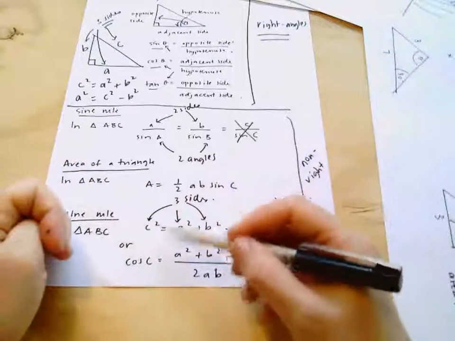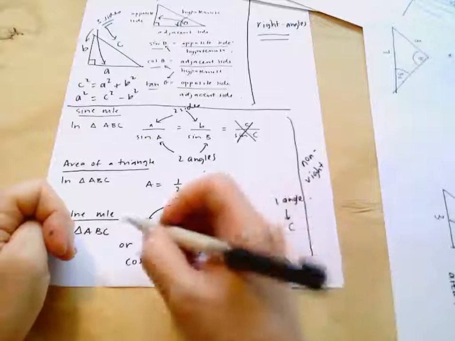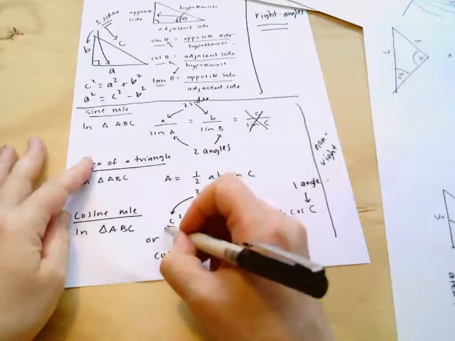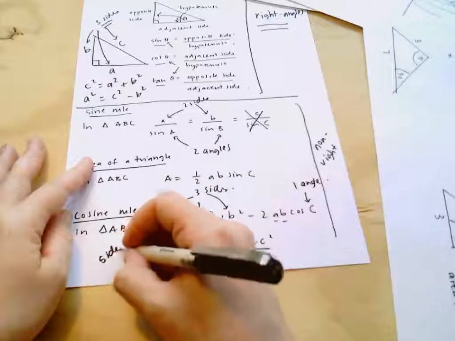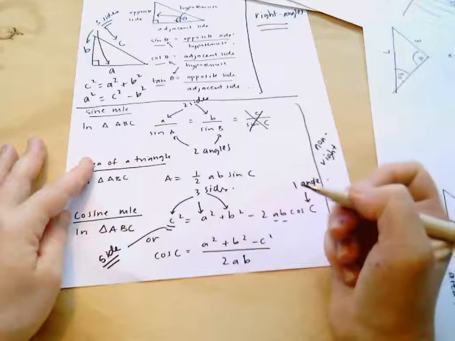Remember, you're given the cosine rule in 2 forms. This one is the one you're going to use if you're trying to work out a side because it's got the side as the subject.